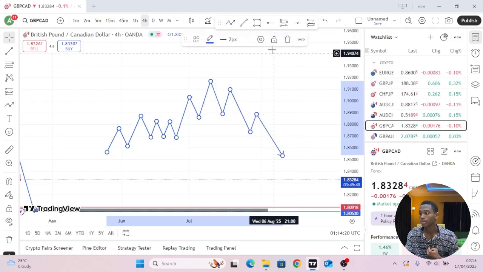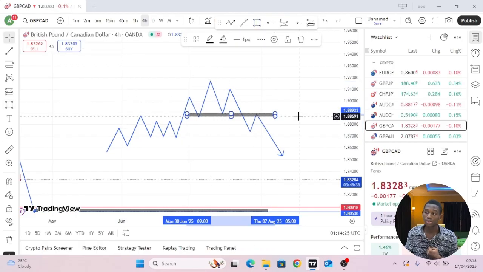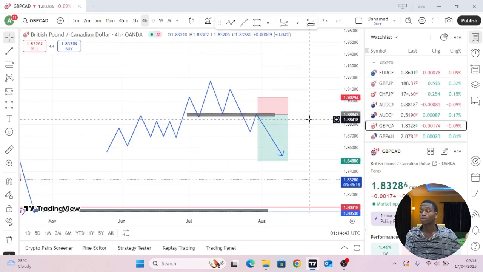So we can see that it's going to go like this. So this is where I'm going to enter the trade. So this is a shift of structure. And then when I enter the trade at this point, I'll just take it to the downside. Now this is a shift of structure from a bullish market to a bearish market.